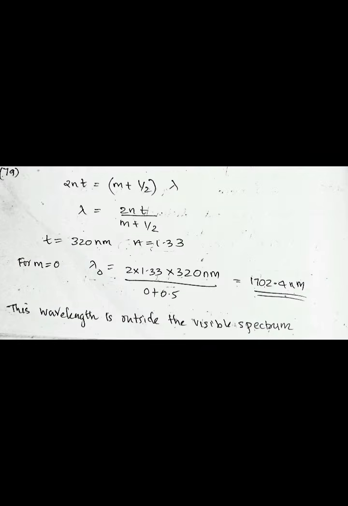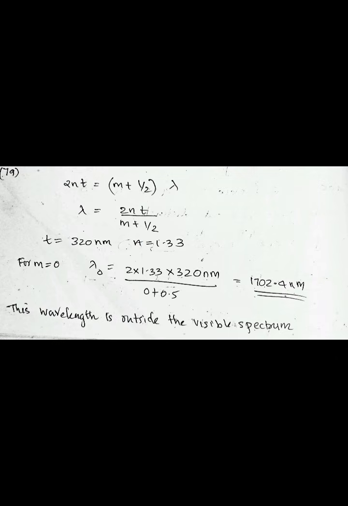Here we know that 2nt is equal to (m plus half) into lambda, and lambda is equal to 2nt divided by (m plus half). t is equal to 320 nanometer, n is equal to 1.33, and for m is equal to 0, lambda 0 is equal to 2 into 1.33 into 320 nanometer divided by 0 plus 0.5, and this is equal to 1702.4 nanometer. So this wavelength is outside the visible spectrum.